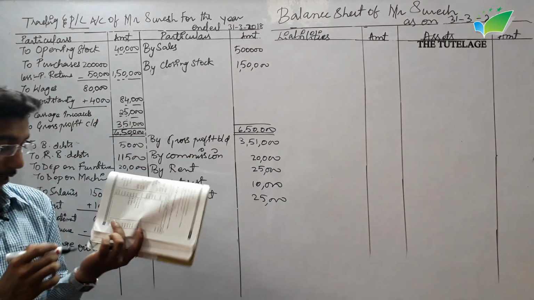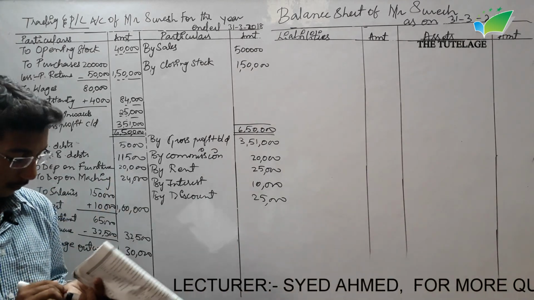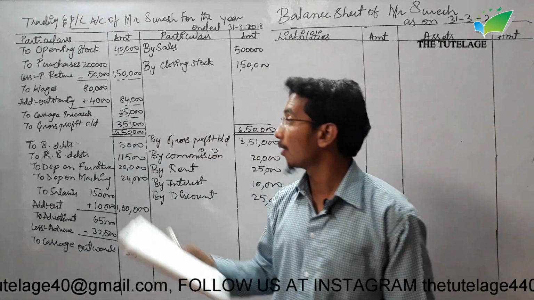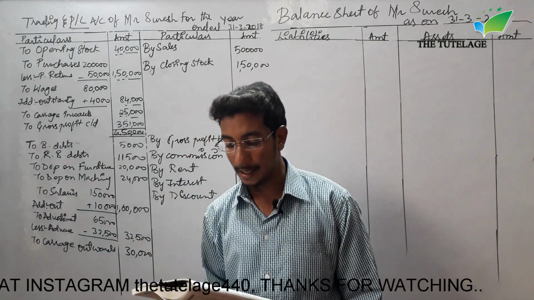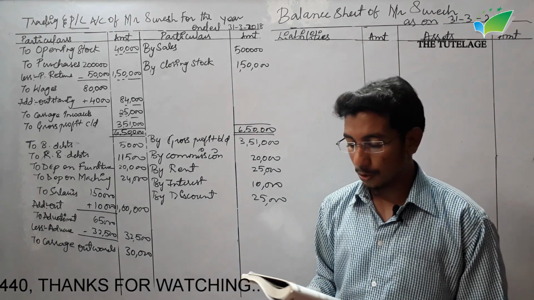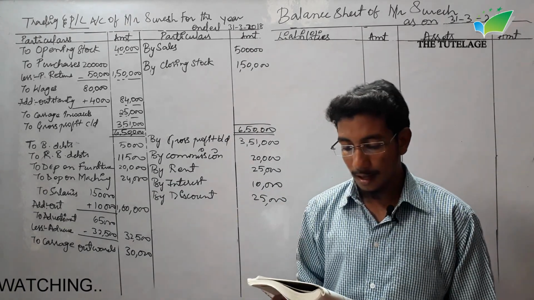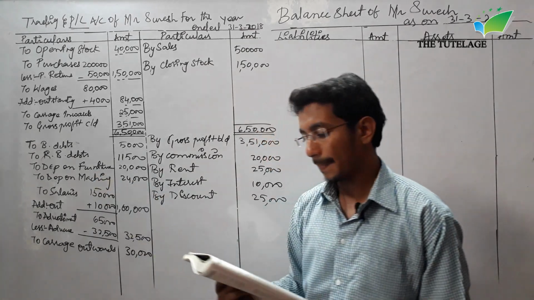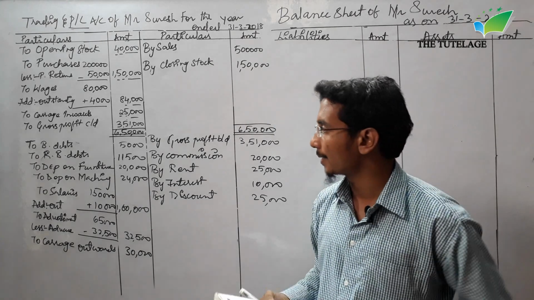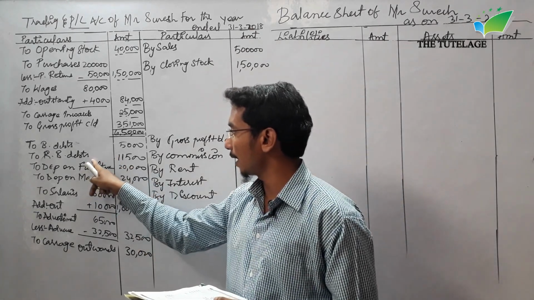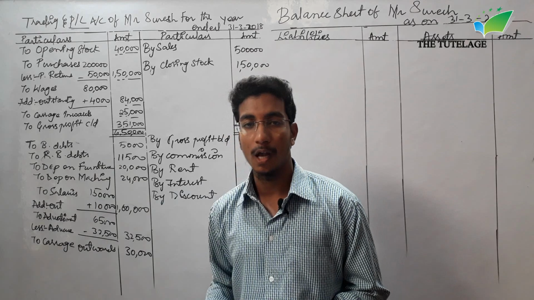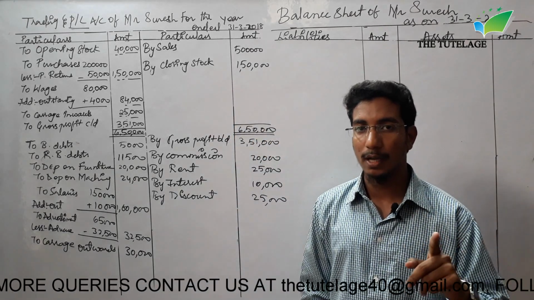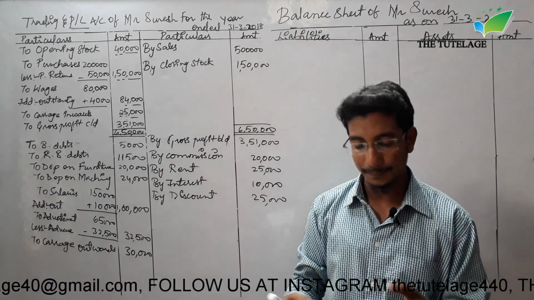And see the adjustment. Closing stock we have already recorded on the credit side of the trading account. Charge 10% depreciation on furniture, already we have charged, and depreciation on machinery we have charged. And write off 5,000 as bad debts. First we record the bad debts, next we record the reserve for bad debts. You should remember that from debtors we subtract the bad debts, then we calculate the reserve for bad debts.